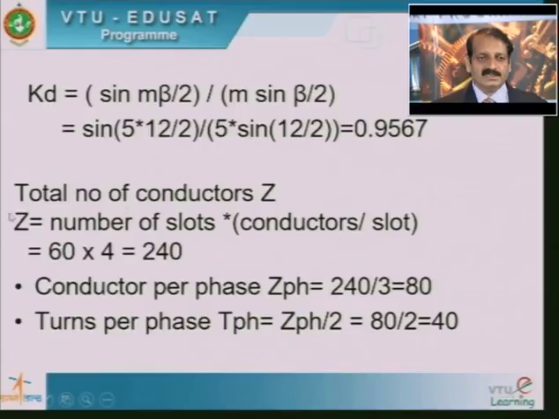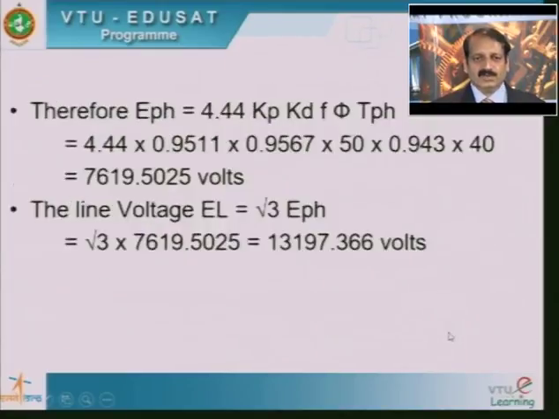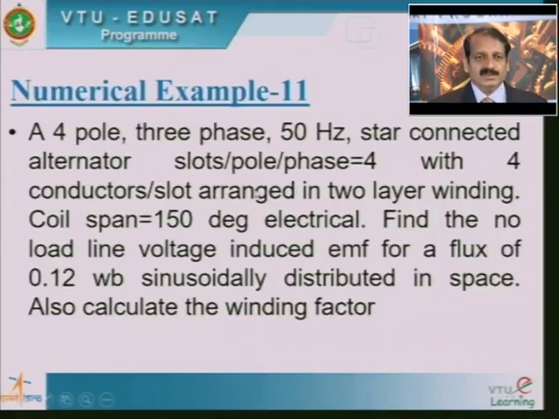Total number of conductors are calculated as Z is equal to 60 into 4, which is equal to 240, and T phase as usual can be calculated as 40. So, E phase, when you substitute all the values, can be calculated as 7619.5025, and multiplied by root 3, we will get a line voltage as 13,197.366.